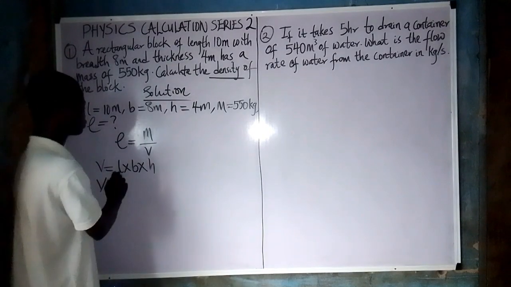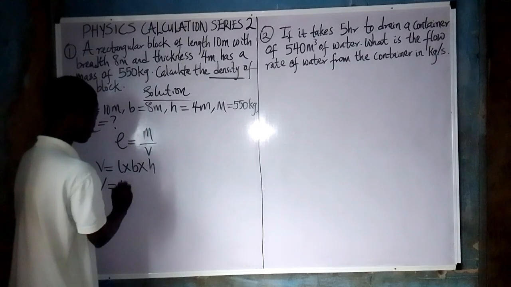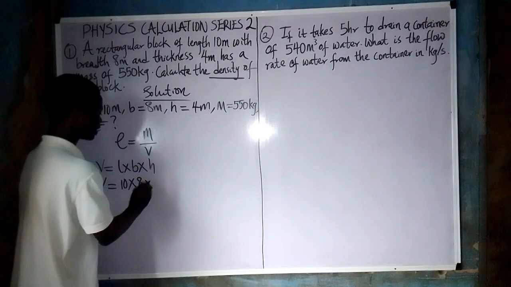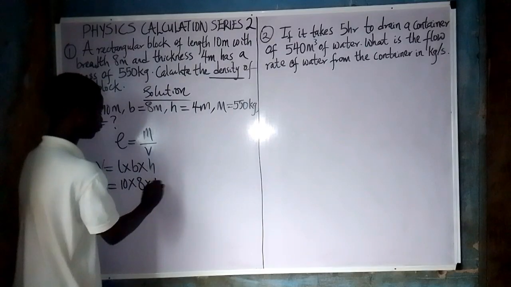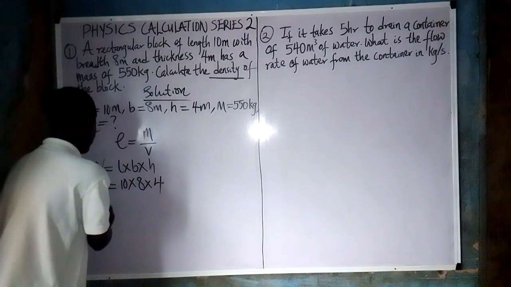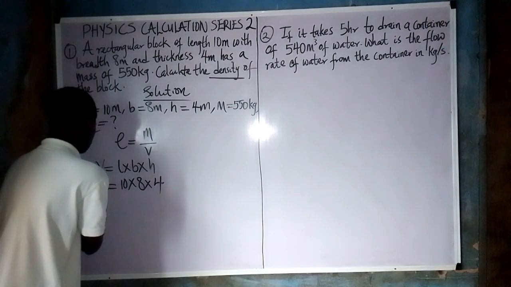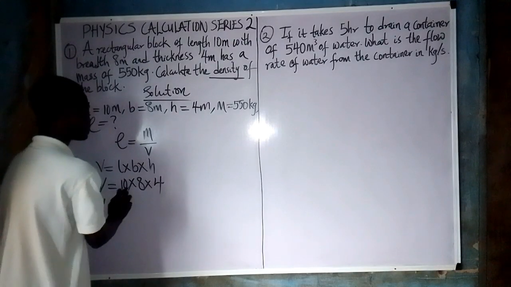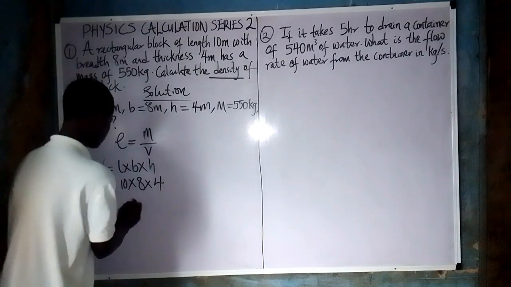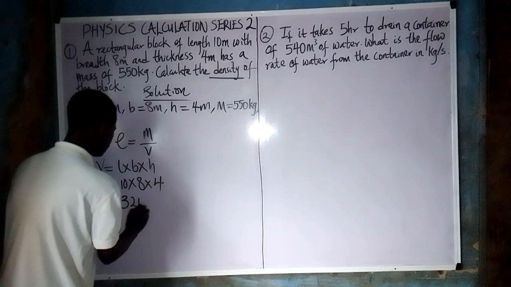Now, what was given to be the L? L was given to be 10, whereas breadth was given to be 8, and lastly, height was given to be 4. So these are all that we have. So moving on from here, let's see what we get. V will now be equal to what? 10 times 8 is 80. 80 times 4 will now give us 320.